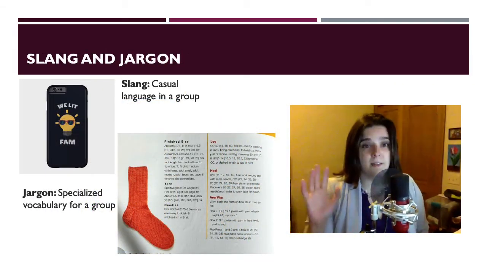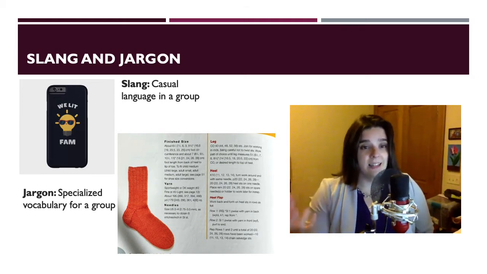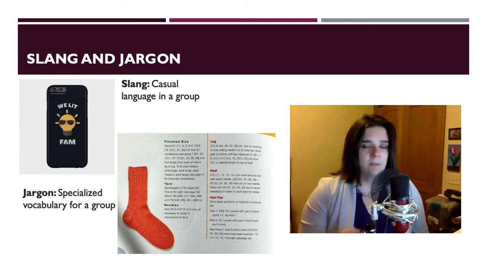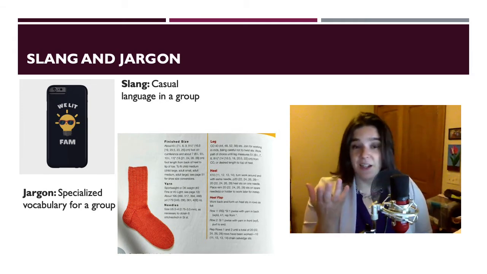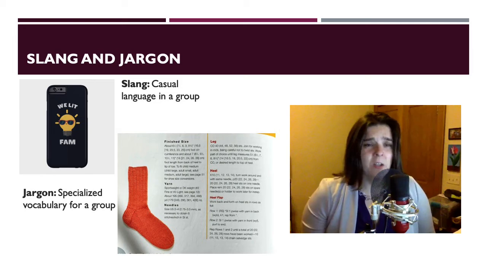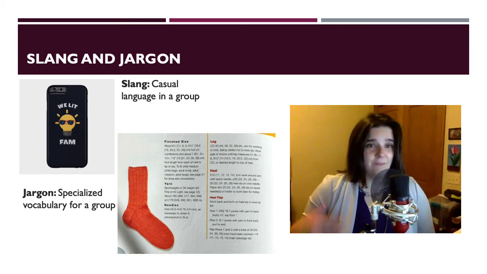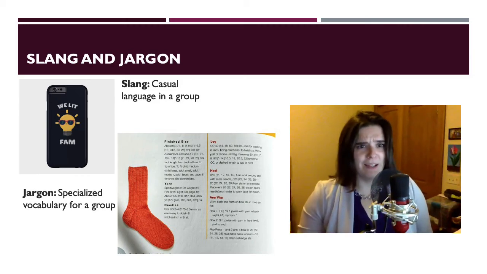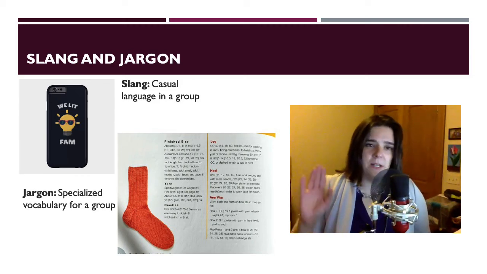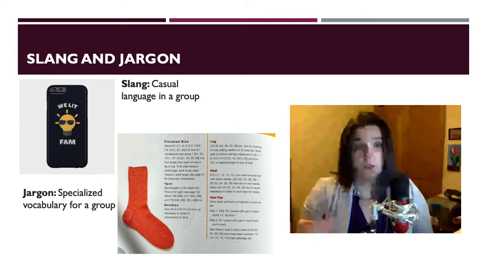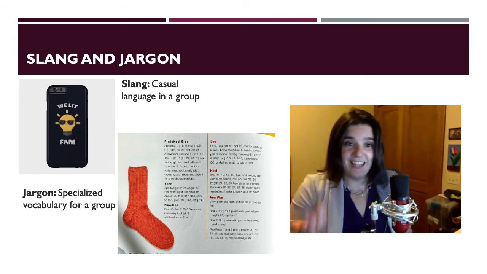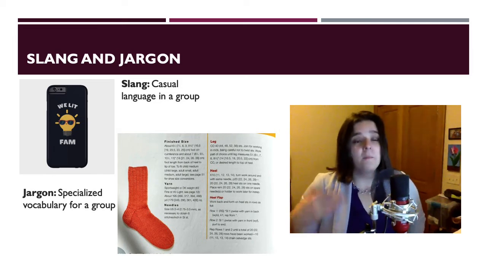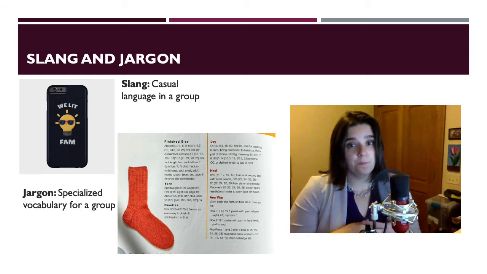Next, let's talk about slang and jargon. Slang is casual language in a group. So a lot of that is going to be things like this cute little phone case that says, "We lit fam." That's slang of the youth or something like that. I'm over 30. Just be nice. Let me live in my own little happy world. Slang might be something like yeet. Again, I'm over 30. I do not understand how to use this word, but it's casual language within the group.